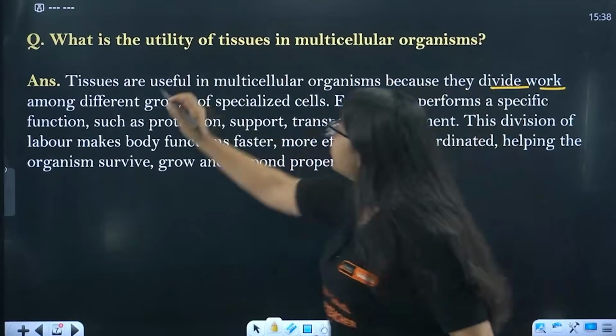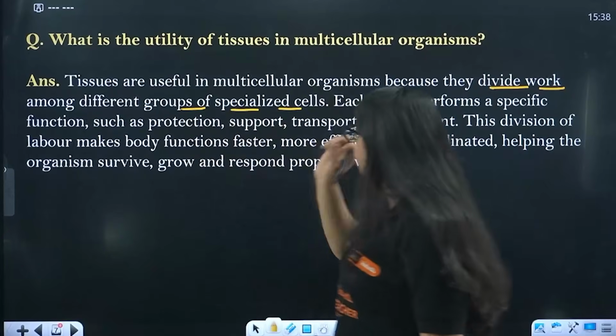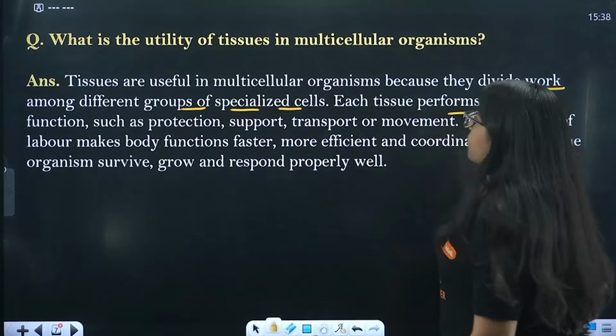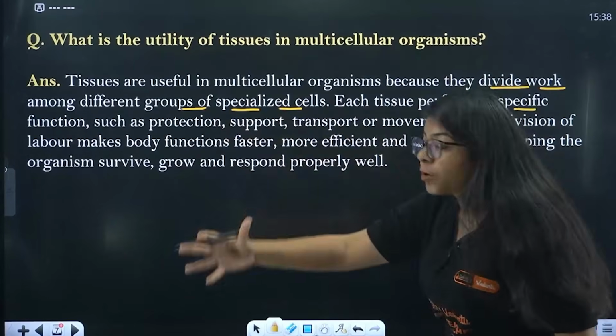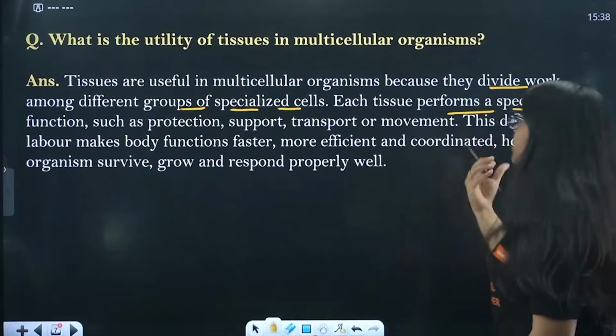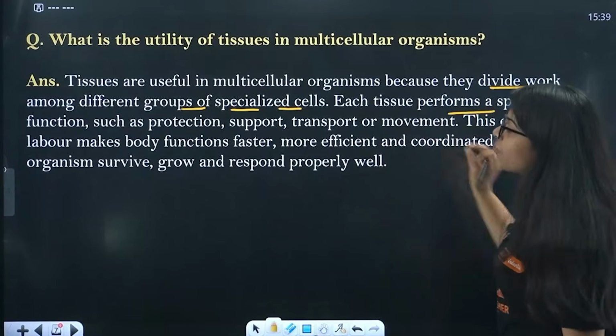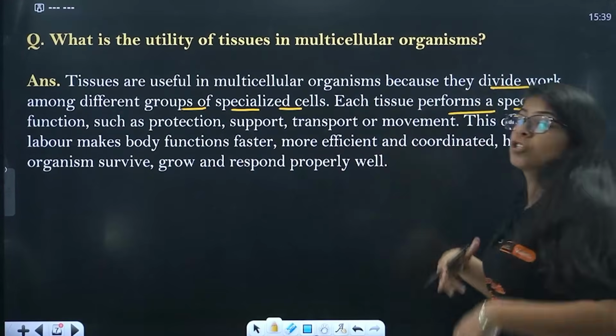Now, they divide work among different groups of specialized cells. Each tissue performs a specific function such as protection, support, transport or movement. This division of labor makes body functions faster.